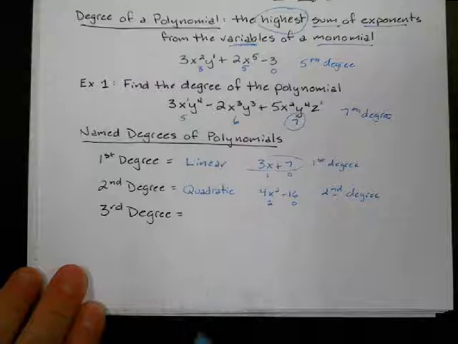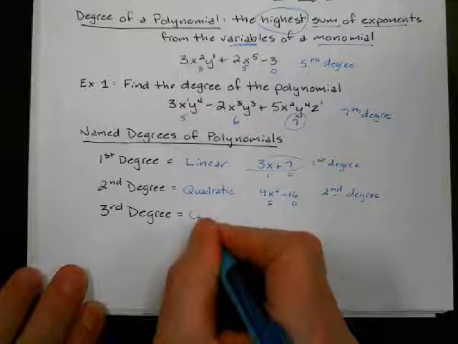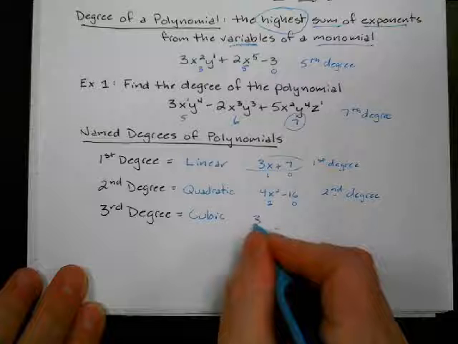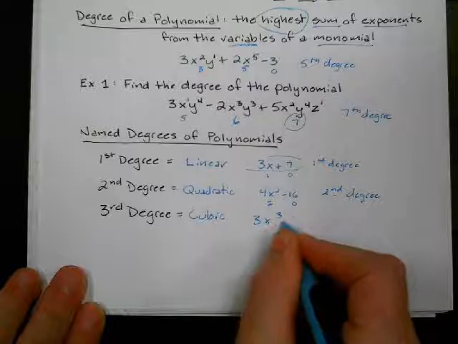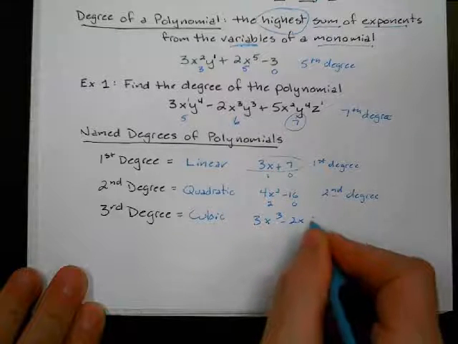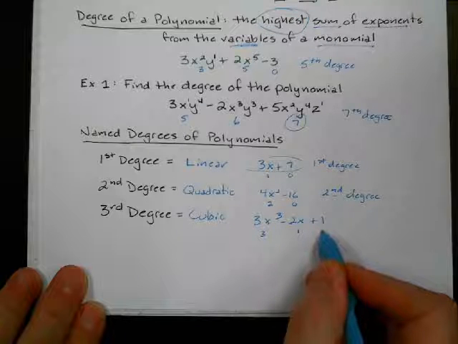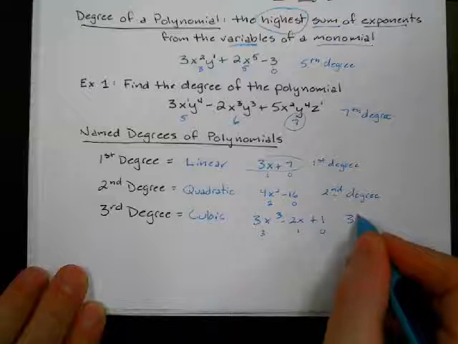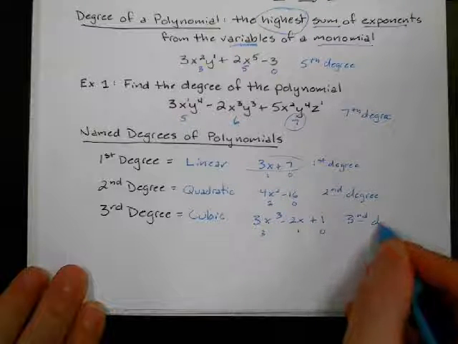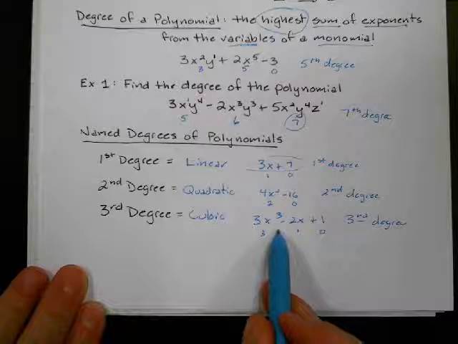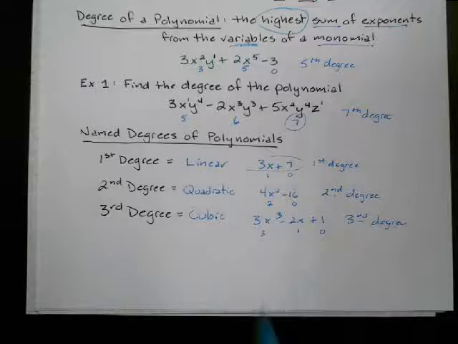Last one is when we have the third degree, we call it cubic. So if we had, I don't know, 3x to the third minus 2x plus 1. So this part's to the third degree, first degree, 0 degree. So we would say that's to the third degree. So anything to the third degree, we would call this a cubic expression. And if there was an equation, we'd call it a cubic equation because it's the third degree.